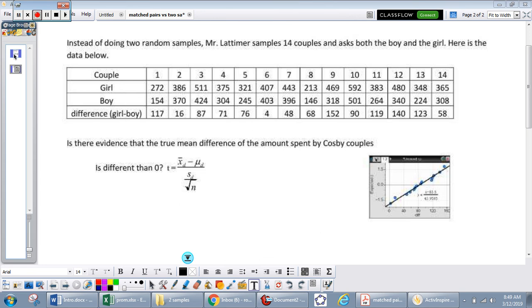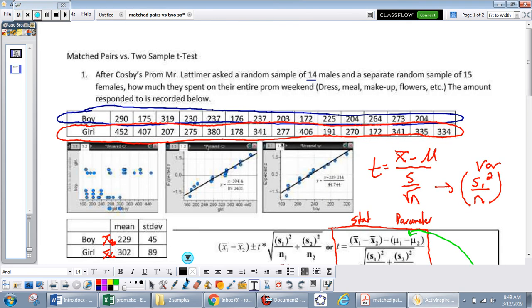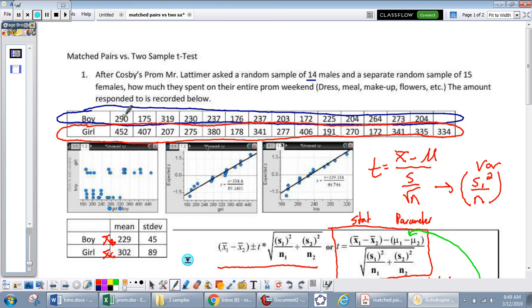On the previous one, it made no difference which boy was with which girl, right? These two were independent from one another. This boy did not go on the date with that girl. This boy did not go on the date with that girl. I could switch these values around and the data would be the exact same because all I'm analyzing is the x bar of the boy and the x bar of the girl, okay?